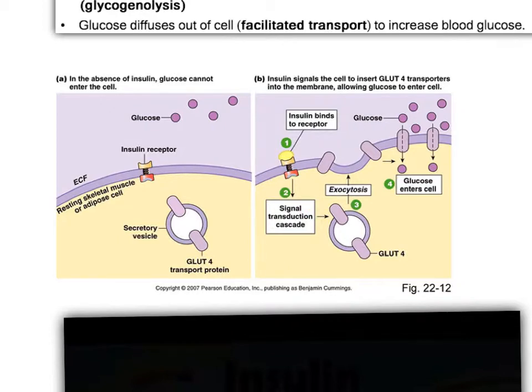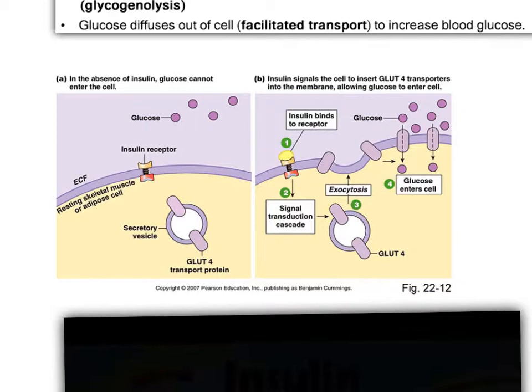screencast, the production of a second messenger results in a membrane-bound vesicle which contains glucose transport molecules moving to and fusing with the cell surface membrane, and then places these glucose transporters into the cell surface membrane, which allows glucose to pass into the cell by facilitated transport, and in so doing reduces the amount of glucose in the blood, because the glucose is now moving in by diffusion, facilitated transport, into the liver cells. So that's the first thing that happens.